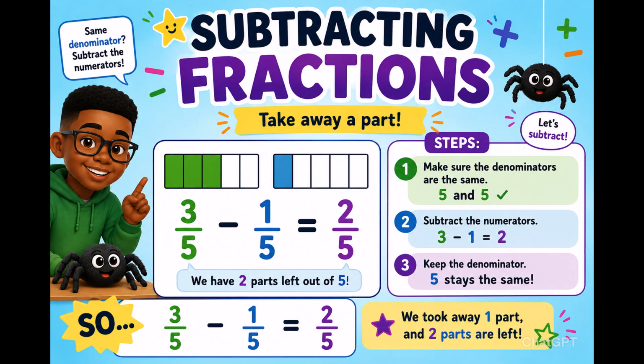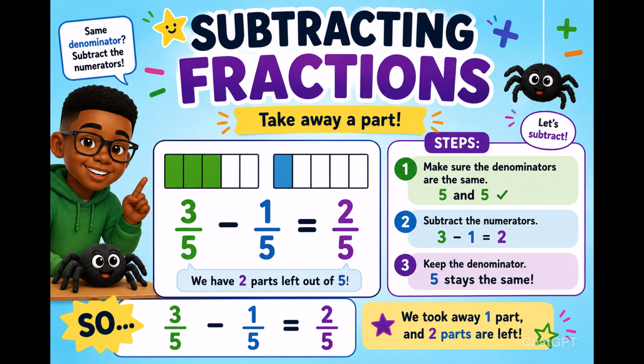Subtracting fractions with the same denominator. So now we're going to learn how to subtract fractions. Subtracting fractions means taking away part of a whole. So look at the example 3/5 minus 1/5. Step 1, make sure the denominators are the same. Both fractions have a denominator of 5. So we are ready to subtract. It's just that simple. So step 2, subtract the numerators. 3 minus 1 equals 2. And then keep the denominator the same. The denominator stays 5. So 3/5 minus 1/5 equals 2/5.